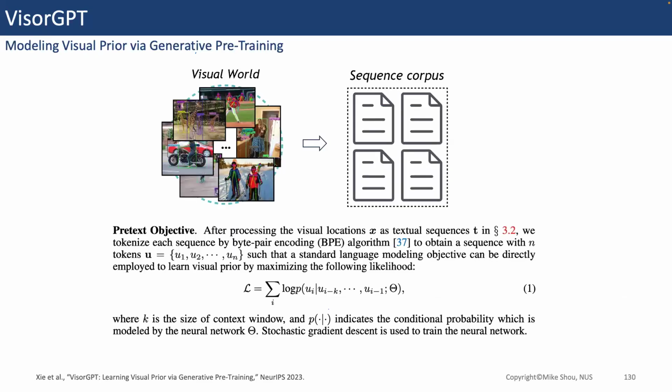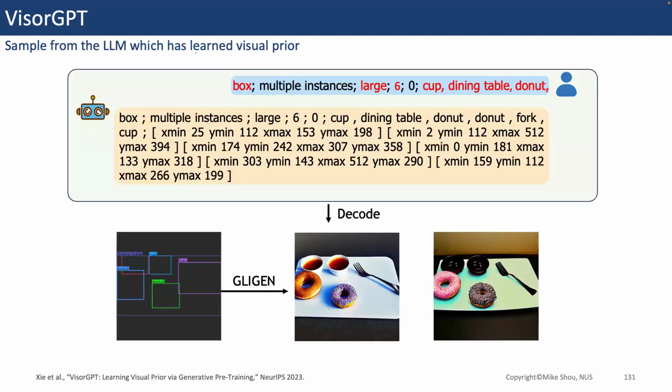So in this way, we can discretize the 2D visual world into a sequence of tokens, and we can train the LLM on this sequence using the next token prediction objective. So here is a demonstration of the model.